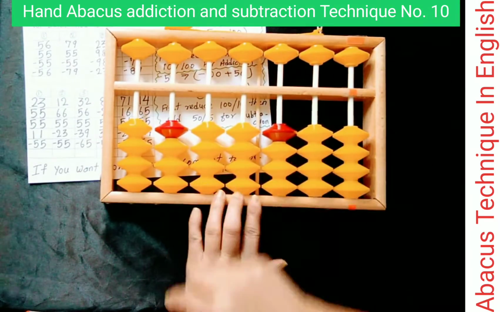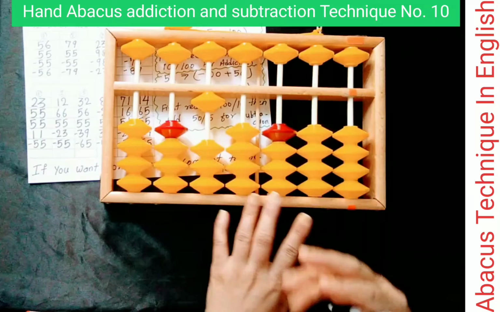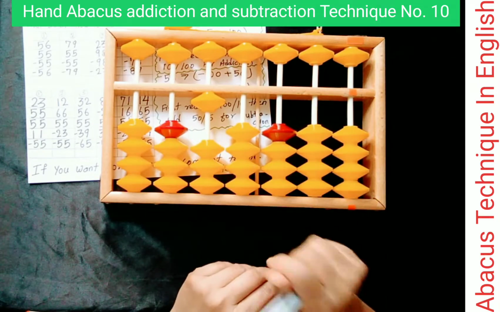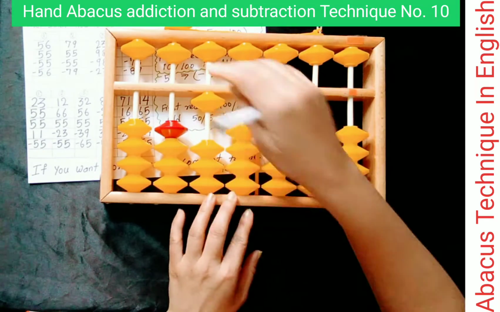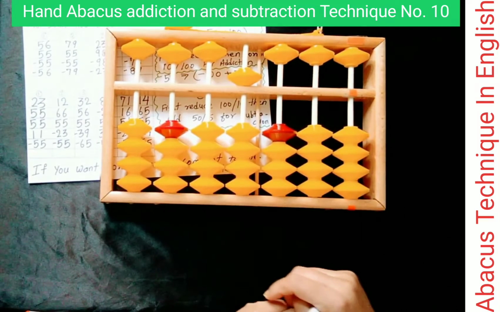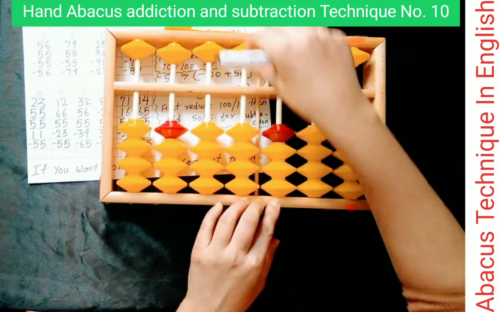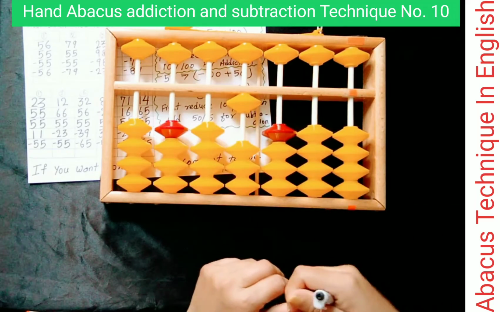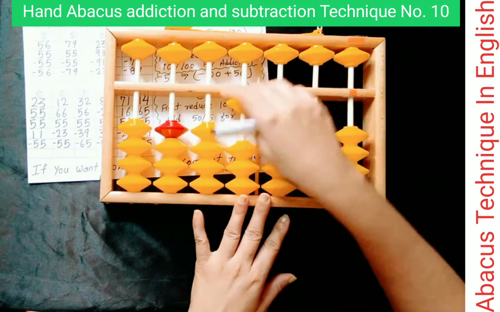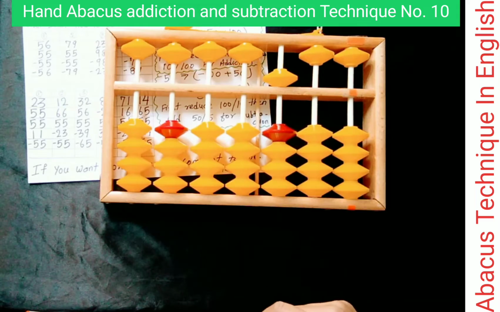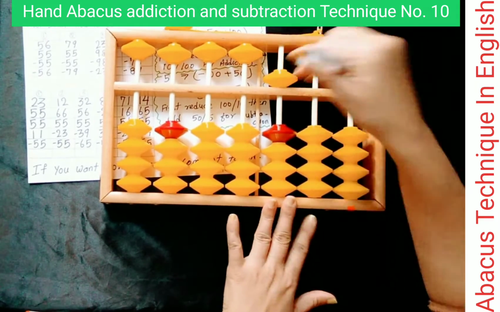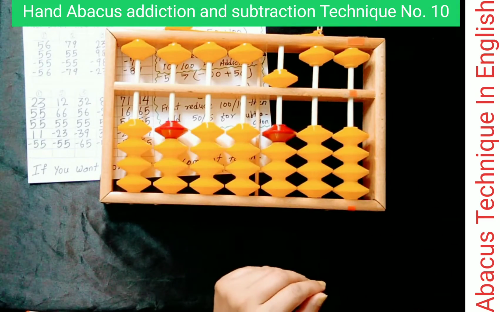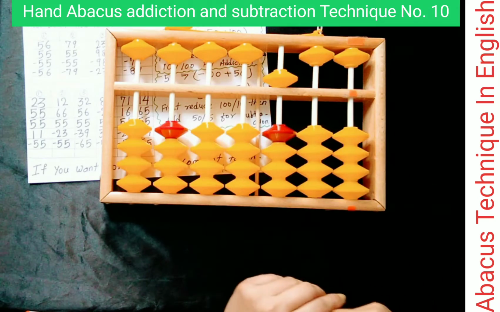Suppose you have 100 on your abacus and you want to reduce only 50 from here. First you have to reduce 100 and add 50 for that. If you have 10 on your abacus and you want to reduce 5 from here, first you have to reduce 10 and add 5.